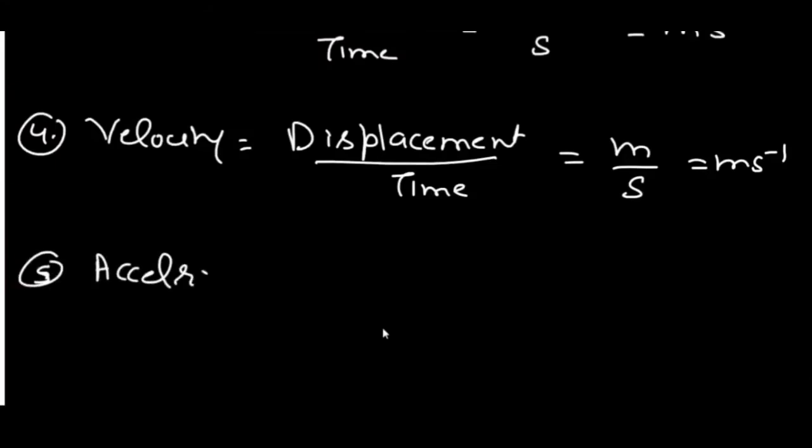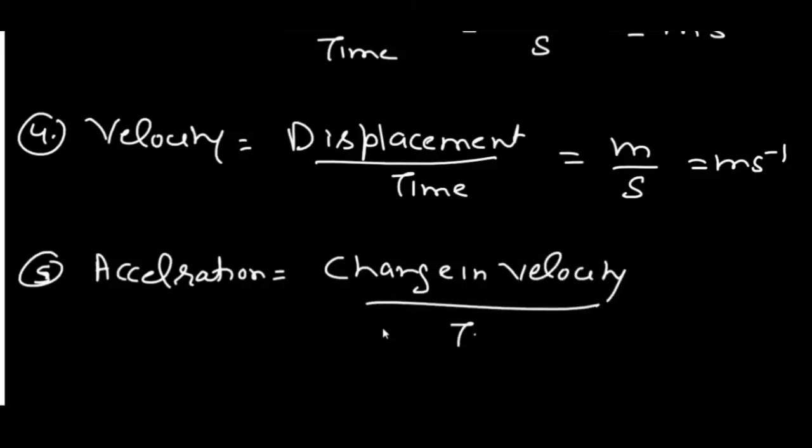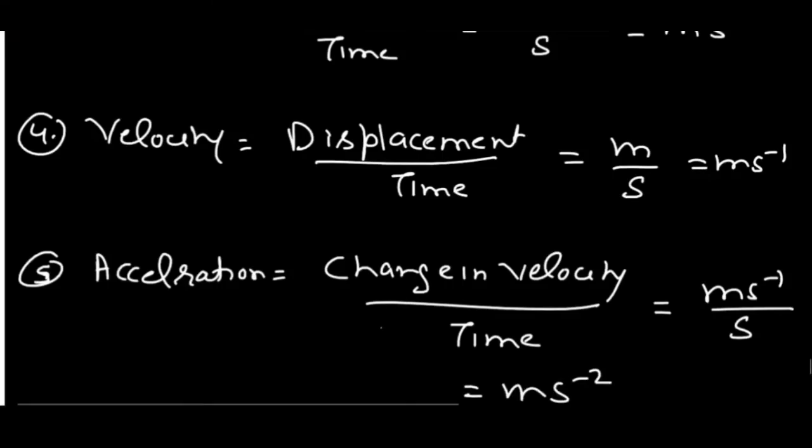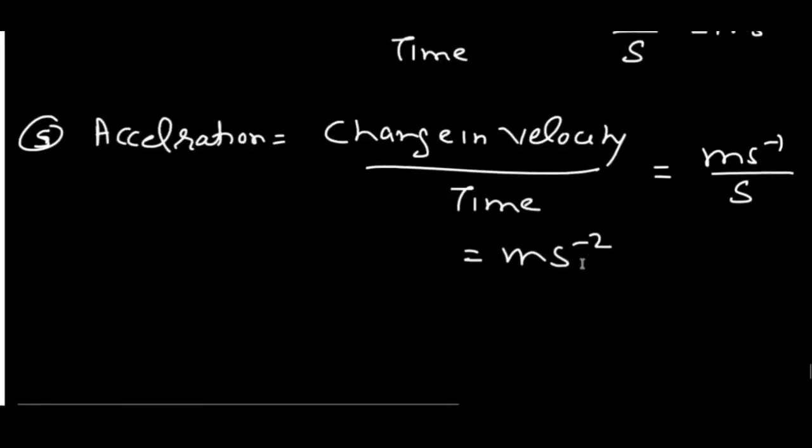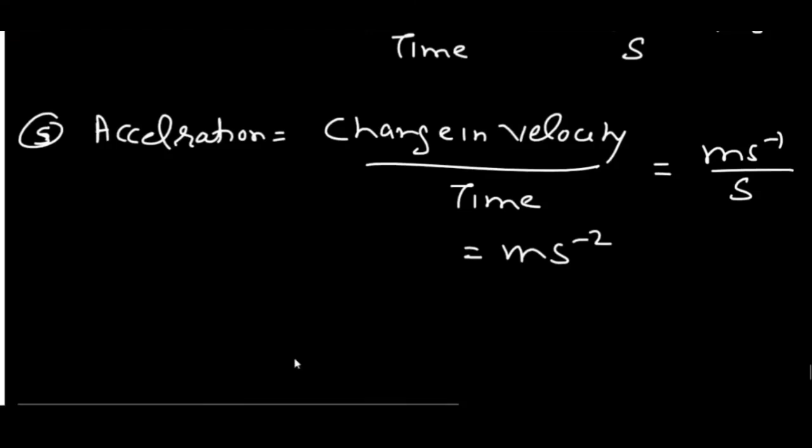Next is acceleration. What is acceleration? It is change in velocity per unit time. The unit of velocity is meter per second and the time is again second. So meter per second square. So this is the unit of acceleration.